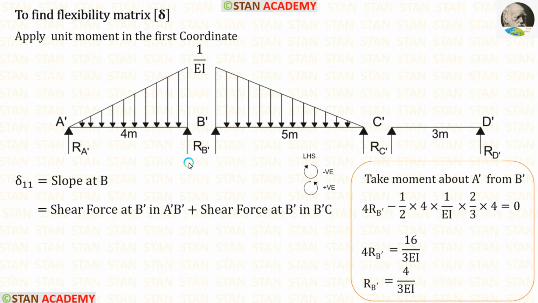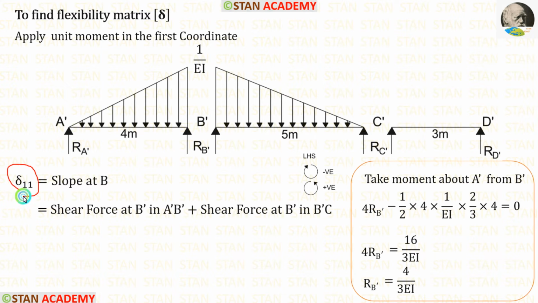When we apply the unit moment in the first coordinate, here the moment will be 1 and here it will be 0. In the beam B dash C dash also, here it will be 1 and here it will be 0. Using that, we can make the diagram. We know that in the conjugate beam, we have to divide the moment by EI. Here the moment is 1, so we are dividing it by EI.